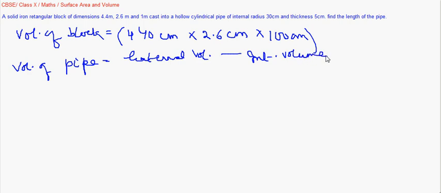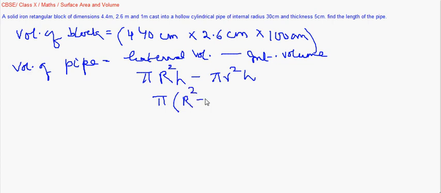How do we find the volume of a cylinder? So that is pi, I'm using a capital R because it is external, R square H, and being the inner one, I'm using a small letter r square H. So if you write, it becomes pi into R square minus r square, H.